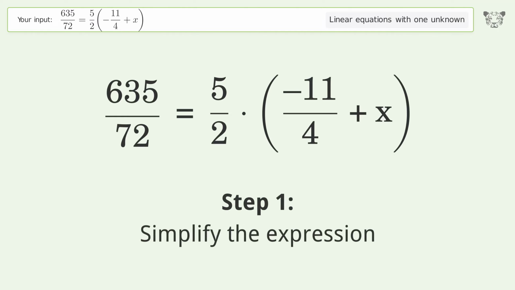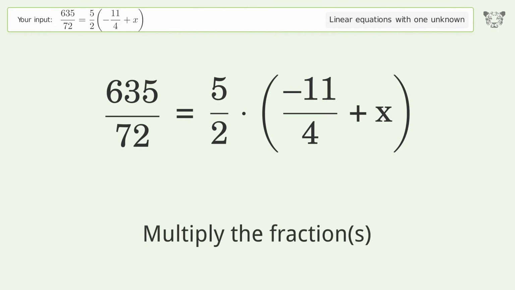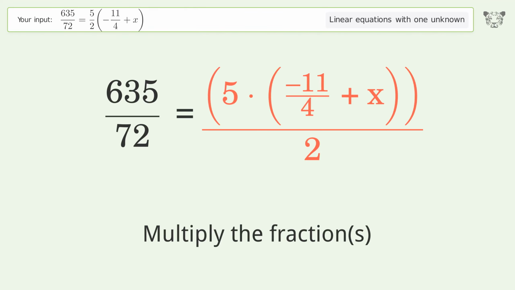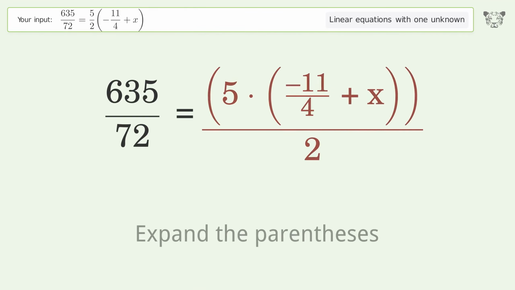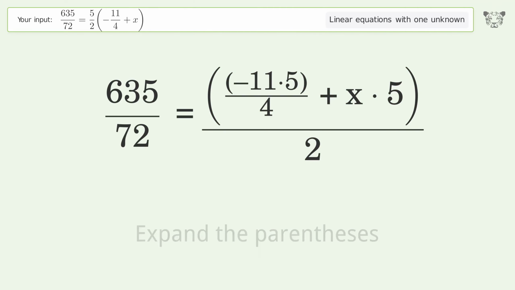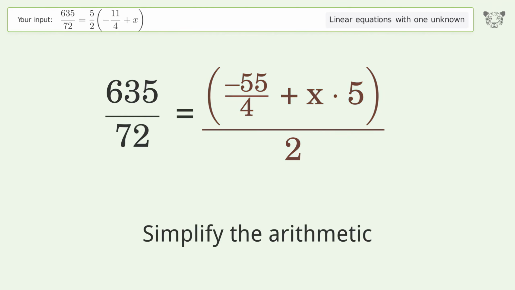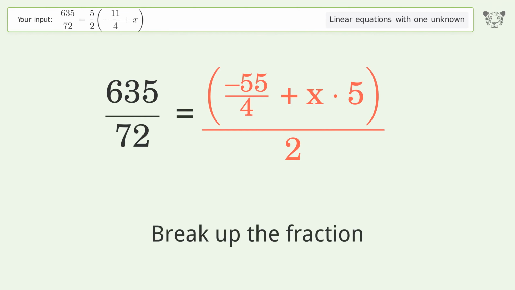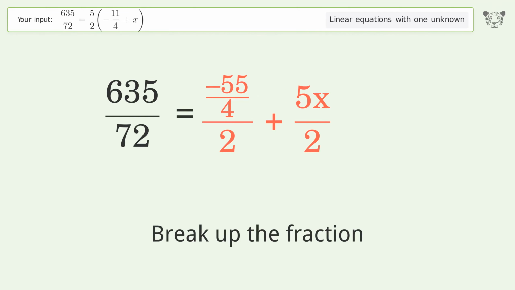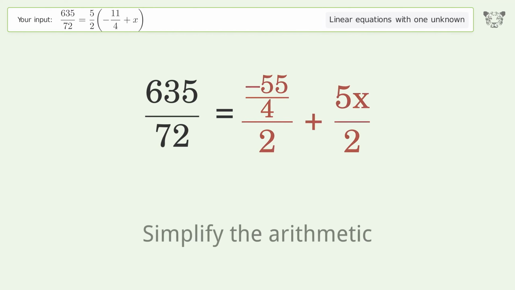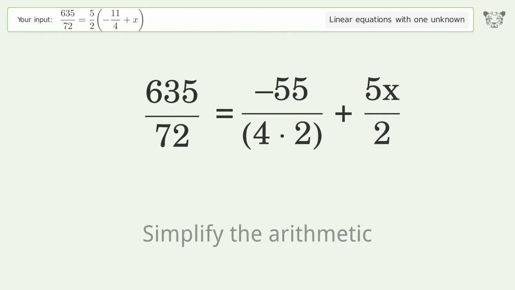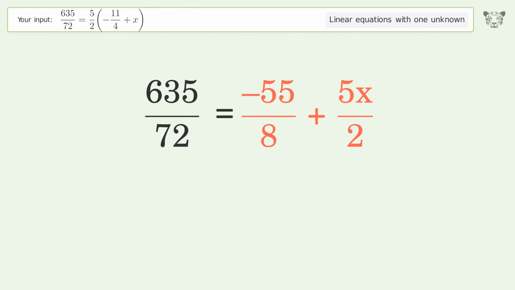Simplify the expression. Multiply the fractions. Expand the parentheses. Simplify the arithmetic. Break up the fraction. Simplify the arithmetic. Swap sides.